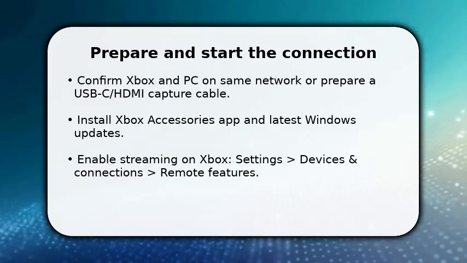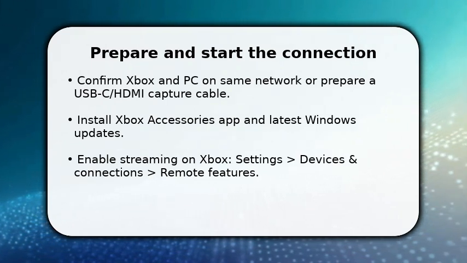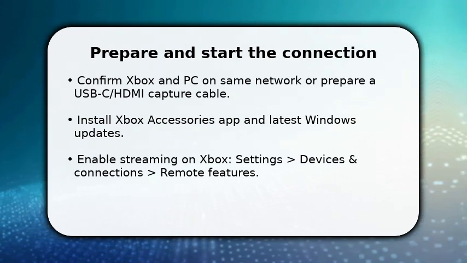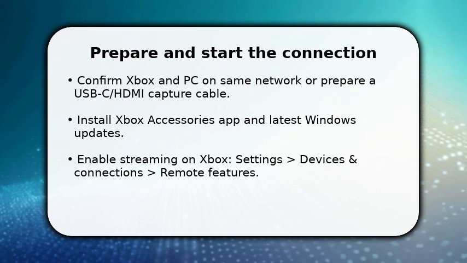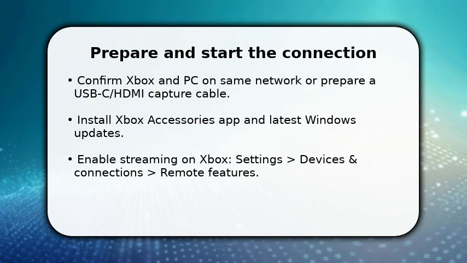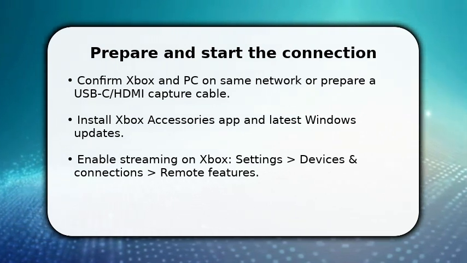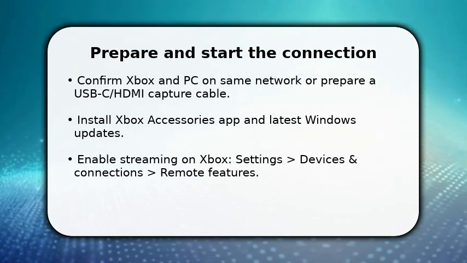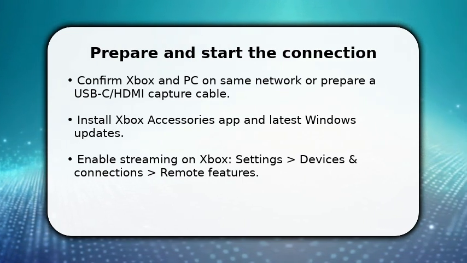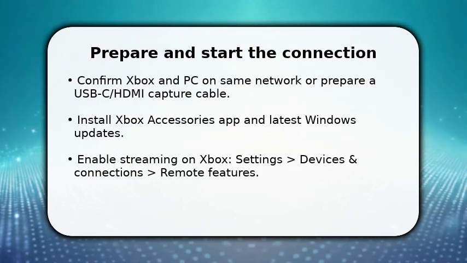You're starting now. Power on the Xbox and sign in, then make sure your PC has the Xbox Accessories app and Windows updates installed. If using streaming, enable remote features on Xbox and set instant on power. If using Capture or USB-C, connect the cable to the console and to a free USB 3.0 port on your PC. Once done, open the Xbox app on the PC so it can discover the console. This gets your devices ready and visible for the next steps.